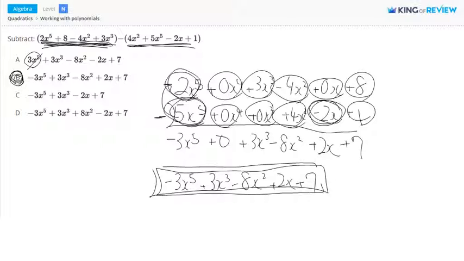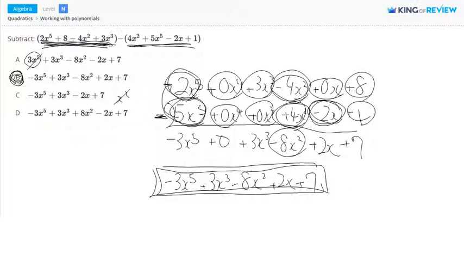Well, we're missing x squared, aren't we? Well, we had the negative 4x squared and a 4x squared, so it looks like you're going to add up to 0, but we're actually subtracting. So that's why we have to have the negative 8x squared. That's why C is wrong.